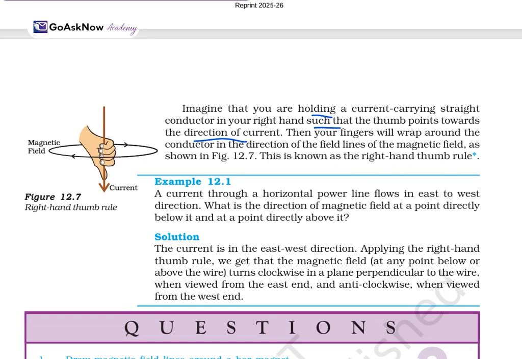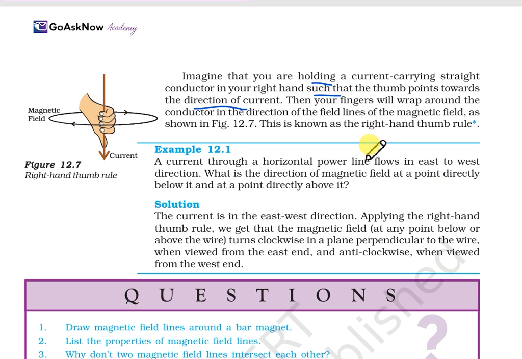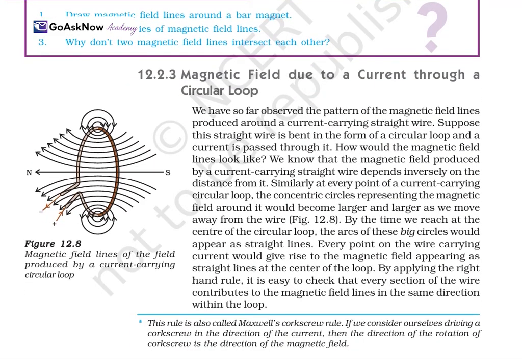So we have an example. A current through a horizontal power line flows from east to west. What is the direction of the magnetic field at the point directly below and the point directly above it? The current is in the east-west direction. Applying the right hand rule, we get that the magnetic field at any point below or above the wire turns clockwise in the perpendicular plane when viewed from the east end, and anti-clockwise when viewed from the west end. This is how, from the right hand rule, we can determine the direction of the magnetic field.